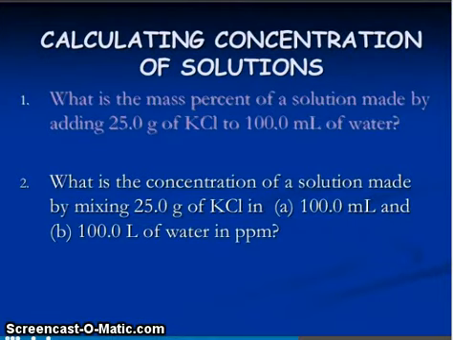So what is the mass percentage of a solution made by adding 25.0 grams of potassium chloride to 100 milliliters of water? Second, what is the concentration, in ppm, of a solution made by mixing 25.0 grams of potassium chloride in 100 milliliters of water?